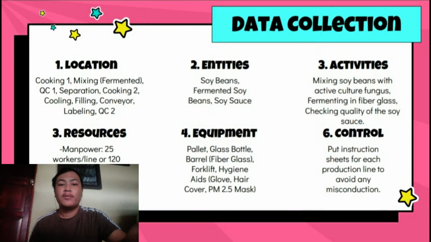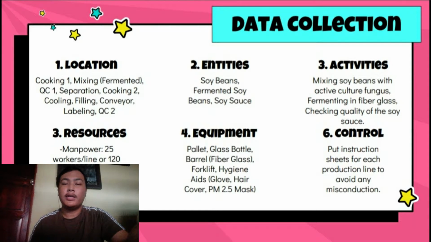That's all. Okay, so now we will move to the data collection for ZARA Foodstuff Industry Sdn Bhd. The first data collection is location. Basically, locations are places contained in the system or production line to make sure the entities can run through the processing. ZARA Foodstuff Industry Sdn Bhd has around 10 locations, starting with cooking 1, followed by mixing fermented, QC1, separation, cooking 2, cooling, filling, conveyor, labeling, and ended by QC2.